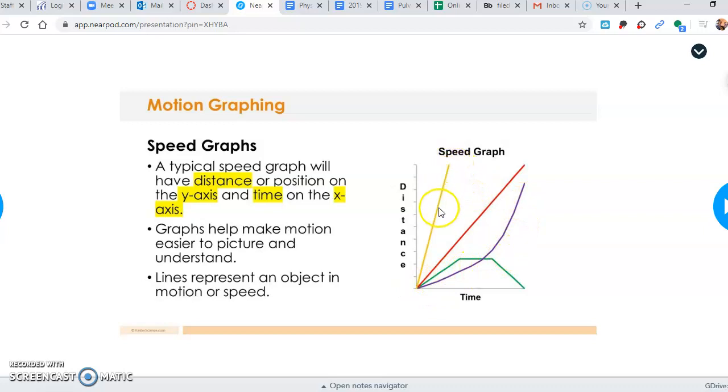Again, this one is somebody that's going fast. This is a constant speed, the red one. The blue one is somebody who's starting off slow but is accelerating. The green line is somebody who is going a constant speed.